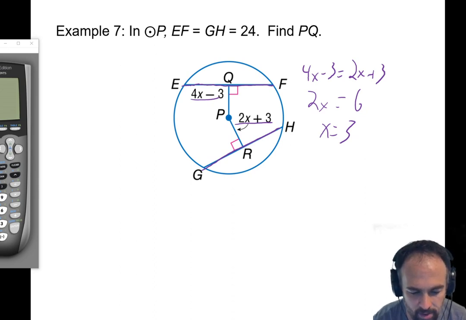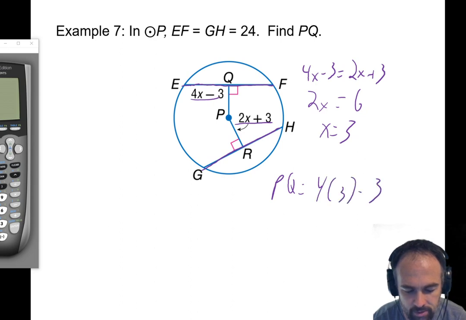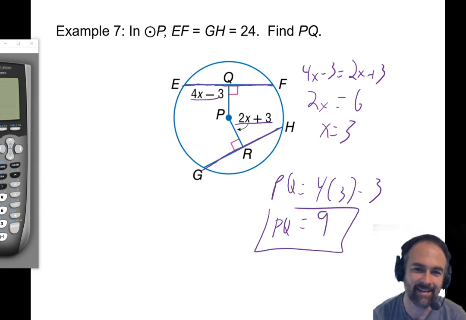PQ is 4x minus 3. So PQ equals 4 times 3 minus 3. 4 times 3 is 12, minus 3 is 9. And now we're done.